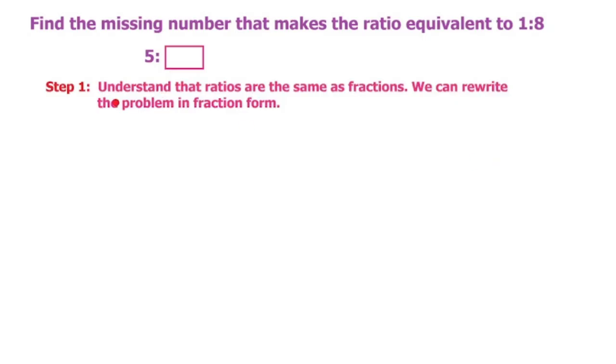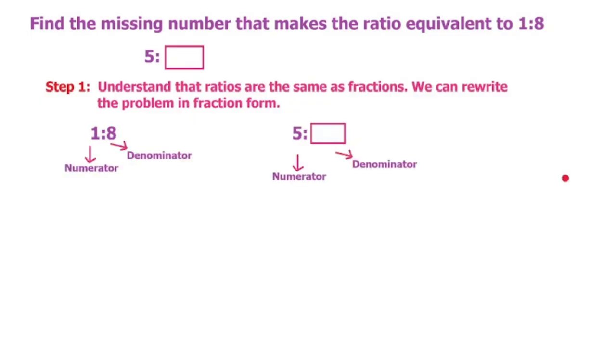So first step, understand that ratios are the same as fractions. We can rewrite the problem in fraction form. So 1 to 8, 5 to something, okay? So this will be the numerator, this will be the denominator. And for this one, this will be the numerator and this is the denominator. So it has to be the same, so if this is the numerator, this also has to be the numerator. So it has to be exactly the same pattern, okay?